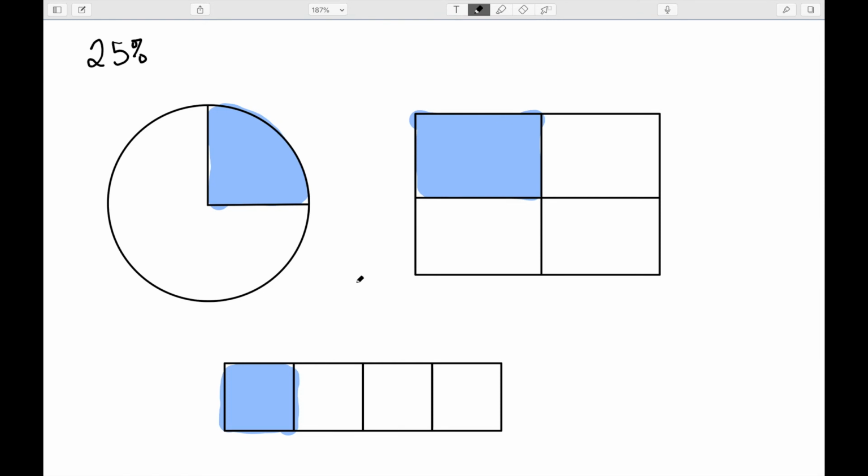The idea is that we draw some kind of figure and break it up into pieces. 25% is the same thing as 25 over 100, which can be simplified to 1/4. So whichever object we look at, we need to break it into 4 equal pieces and shade one of them.